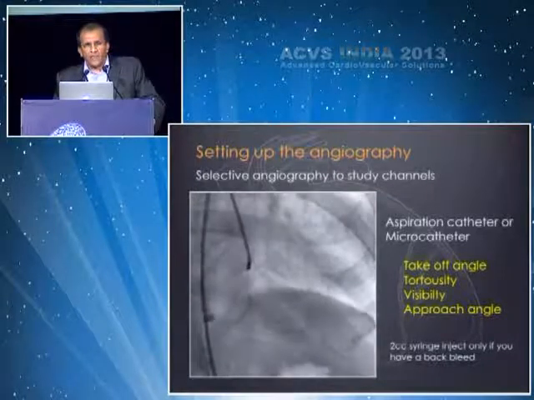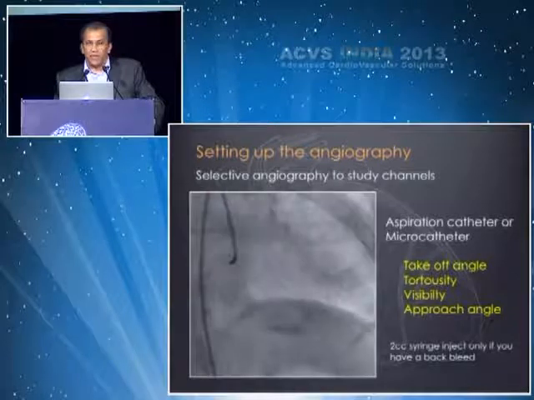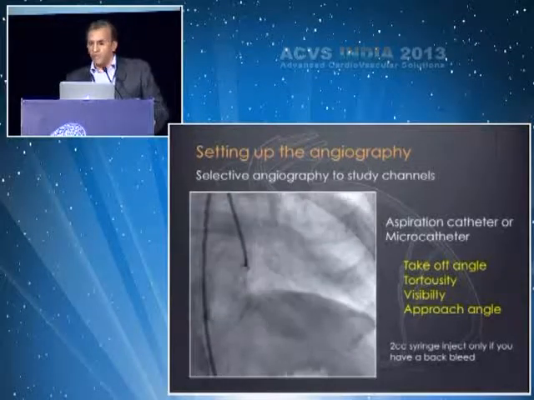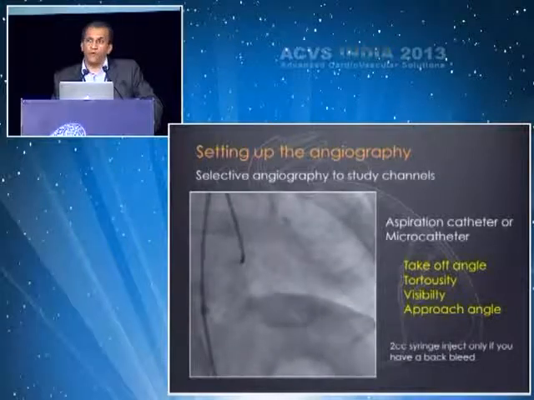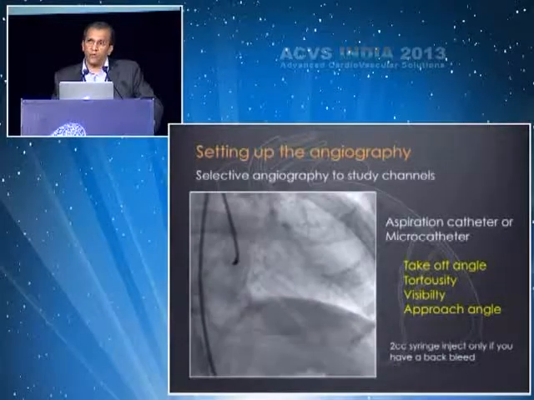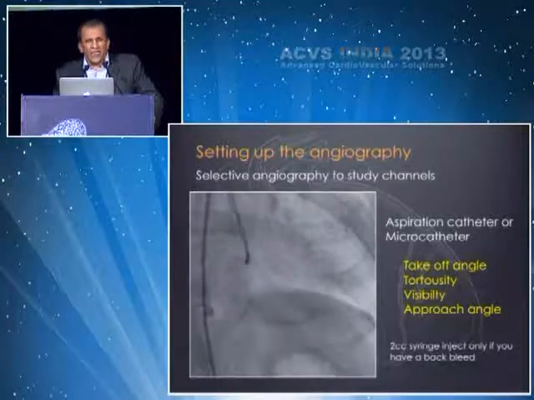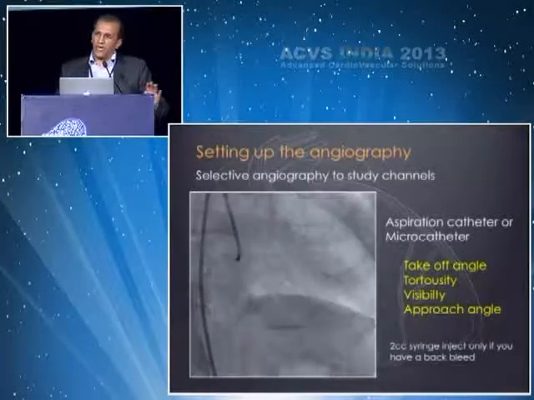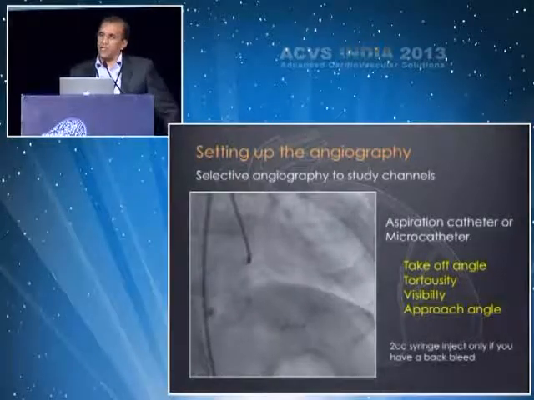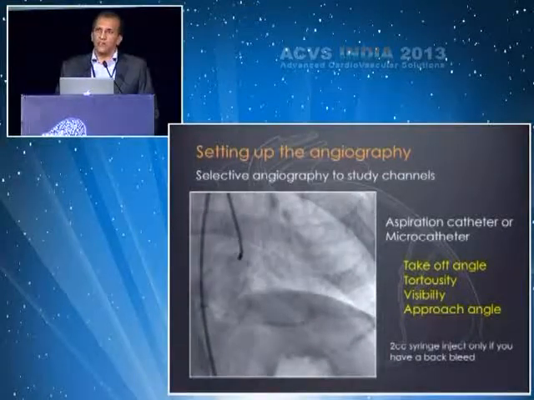It's important to study the takeoff angles of these arteries, the tortuosity, and the visibility of these channels, to see if they're visible or invisible, because some invisible channels may exist, and then you make your wire choices based on those visibility images. This is typically done using a 2 cc syringe, and I inject in these channels only if you can get a back bleed. Don't inject if you don't have a back bleed, because you're likely to dissect the channels and the arteries.